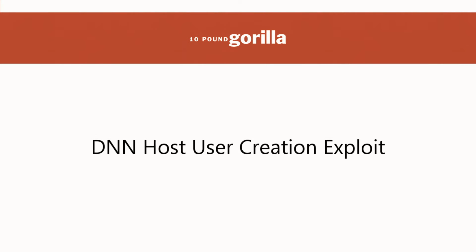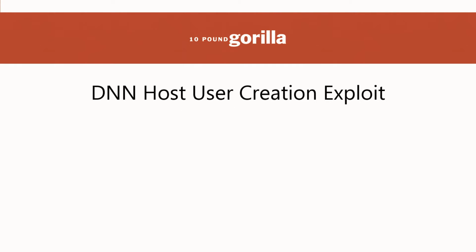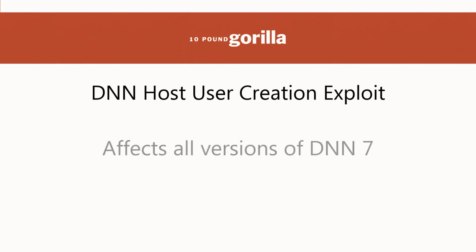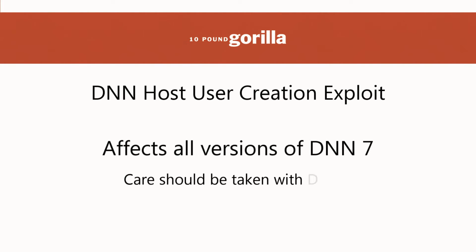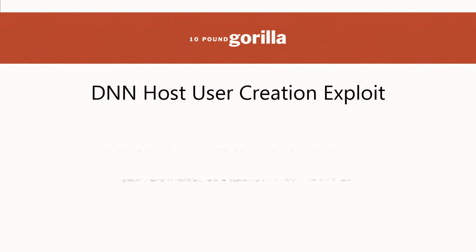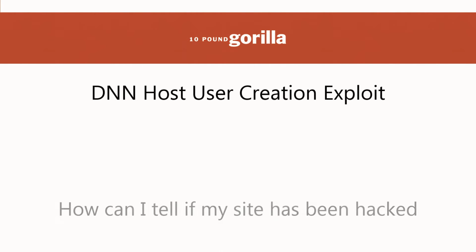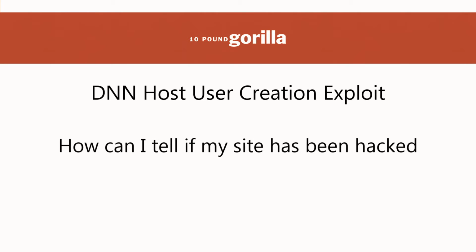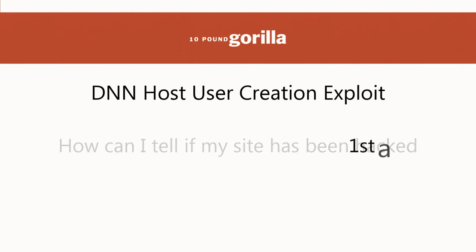We're going to take a look today at the exploit that allows a hacker to create a host user in all versions of DNN 7. We're going to cover in this video how to check your site to see if it has been hit by this exploit, and if it has, how to track what may have been done. And then we'll take a quick look at how to secure your site so that you know that it can't happen again, or won't happen at all if it hasn't already.